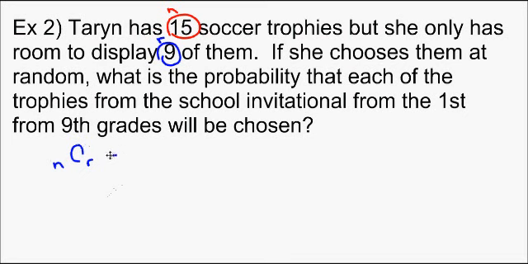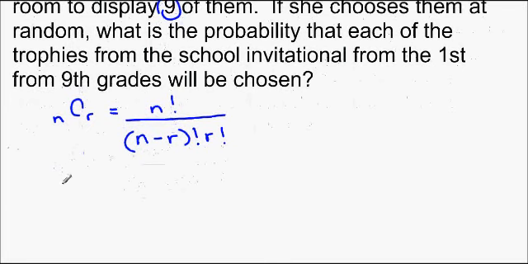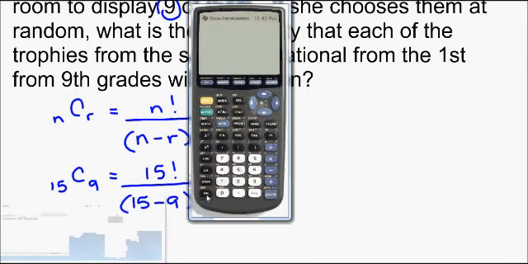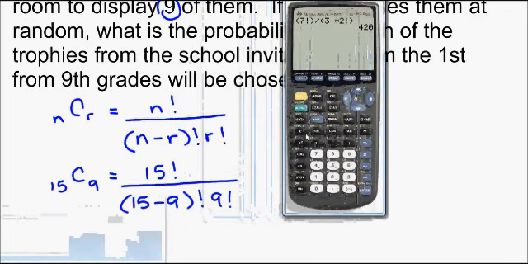So we're saying nCr equals n factorial over (n minus r) factorial times r factorial. So we have 15 choosing 9. Just plugging in. This is going to tell us the number of different combinations we can have. And again, we're going to use the factorial key.